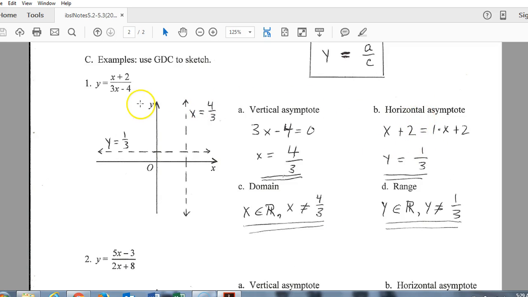The easiest way to see this, again, is just to do the coefficients. Because this is x to the first and this is x to the first, I just take the coefficients and divide them. So I got a 1 right here, I got a 3 right here, so 1 over 3 is our horizontal asymptote. And so for the range, we can use all y values except for 1/3.